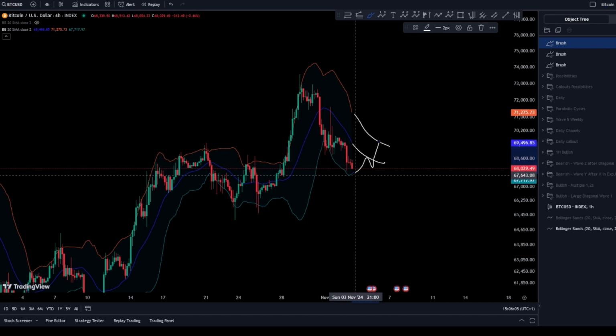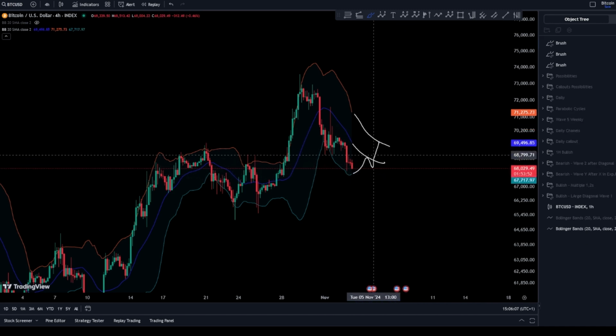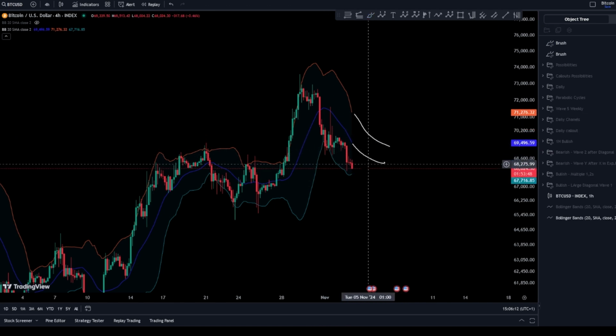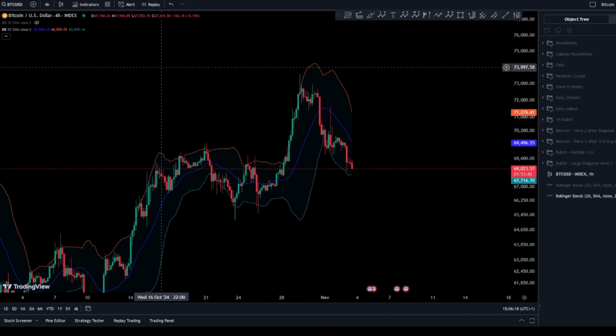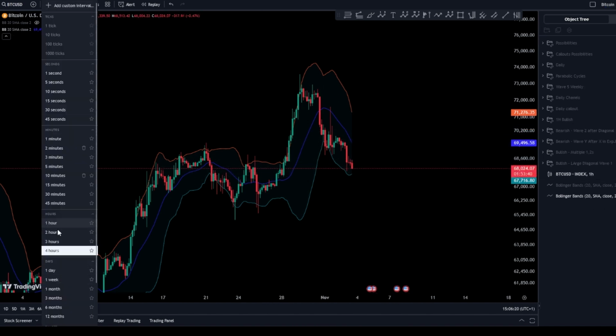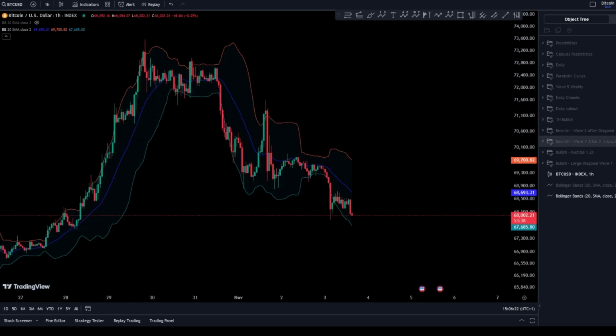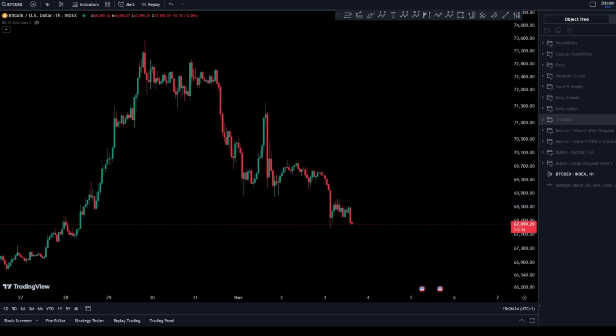Perfect, positioning for a wave 2, right? So these are the things that I think that it might unfold in the next hours, guys. So let's go back to the 1 hour to label our last scenario that we just talked about.